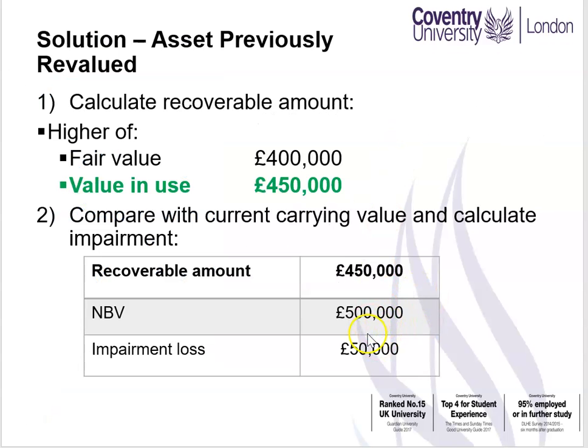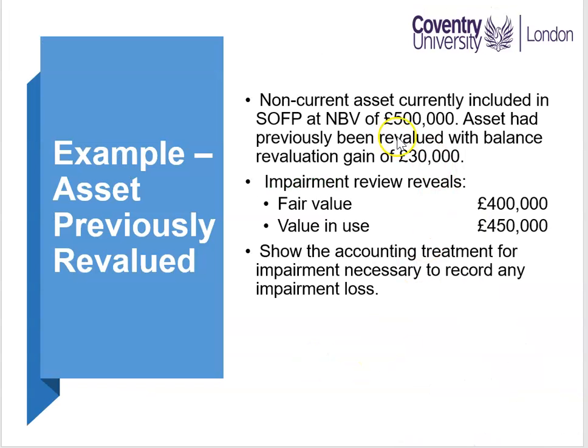Exactly the same principle. So the recoverable amount is 450. The net book value is 500. So we have an impairment loss of 50. However, going back to the question, this asset was previously revalued such that 30,000 was in a revaluation reserve as a revaluation gain. So in that instance, 30,000 of the 50 will go to other comprehensive income, negative revaluation. Only the balance of 20,000 will now be written off to profit and loss.